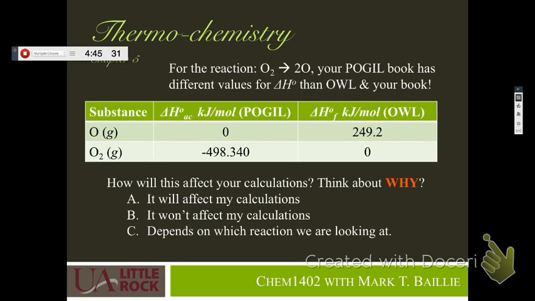So let's go ahead. We're split almost 30-30-30. I want you to calculate the enthalpy of the reaction of O2 going to 2O. Go ahead and calculate that. I'm going to close this clicker. I'm going to open it as a numeric or alphanumeric.